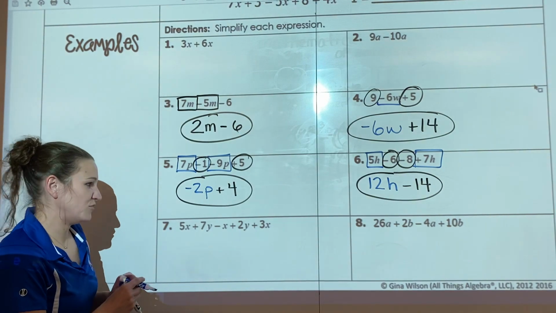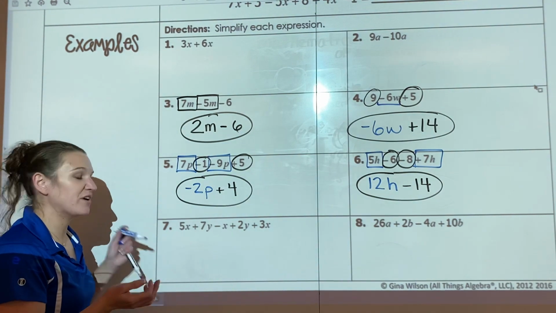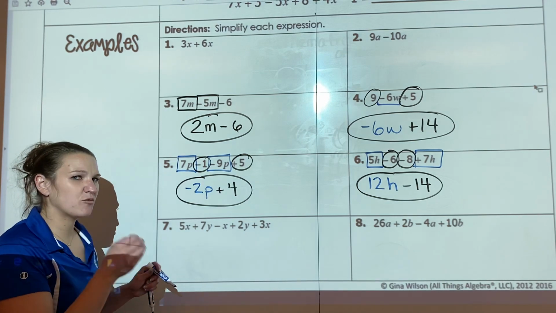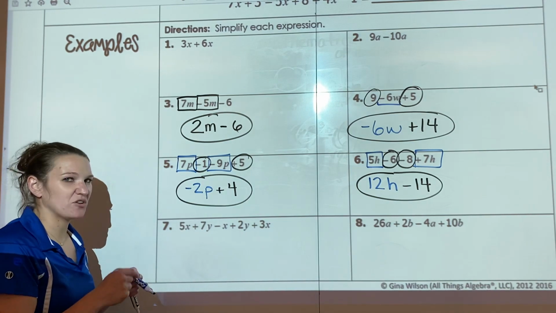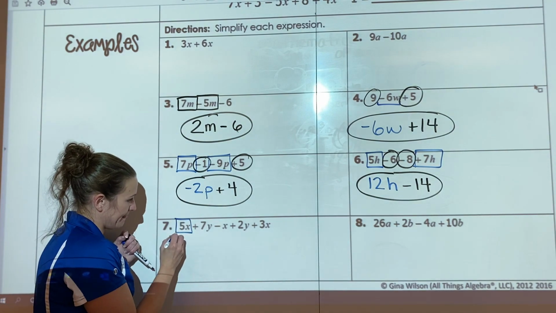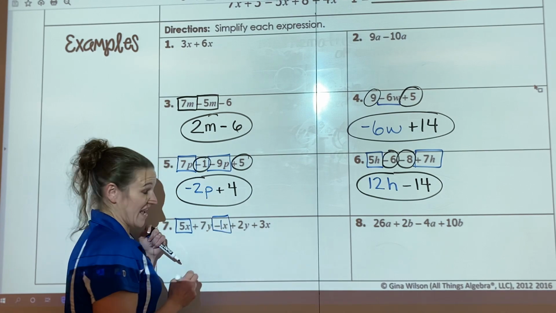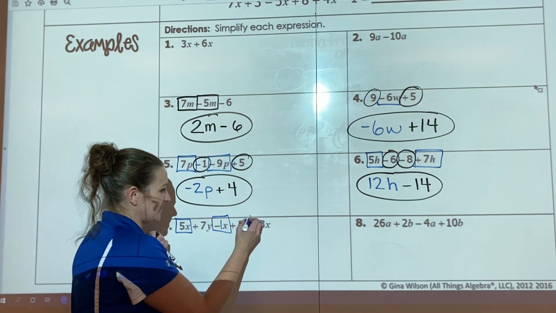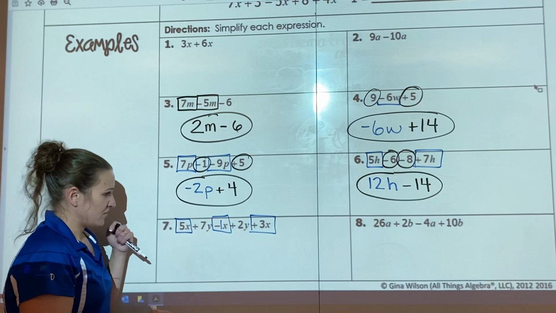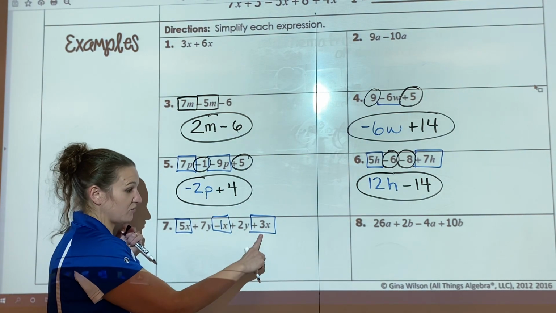All right. Ooh, this is getting complicated. I see we have x's and we have y's. Since x comes before y in the alphabet, I'm going to look at the x's first. So we have a 5x, a negative x, which actually is a negative 1x, and a positive 3x. So 5 minus 1 would give me 4, plus 3 would give me 7x.